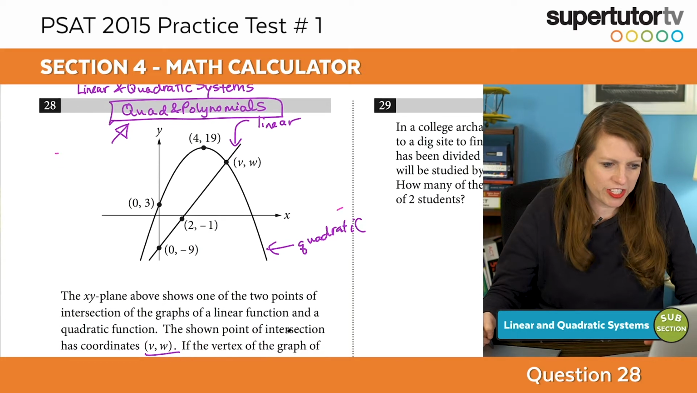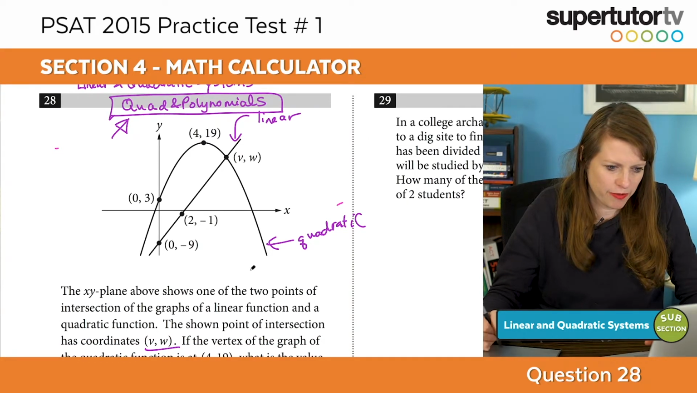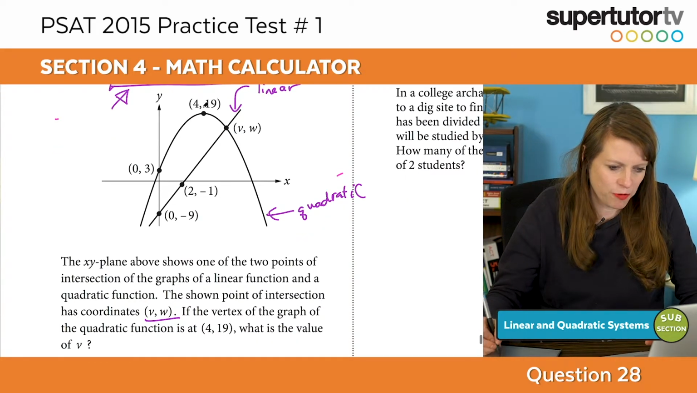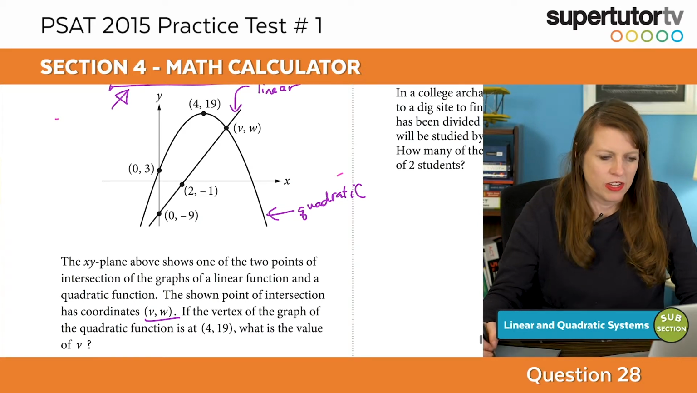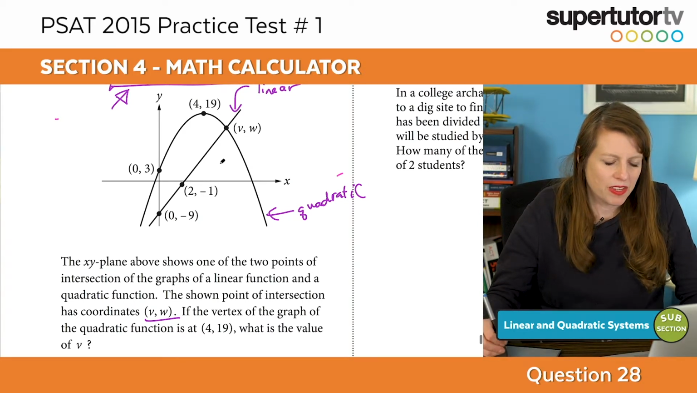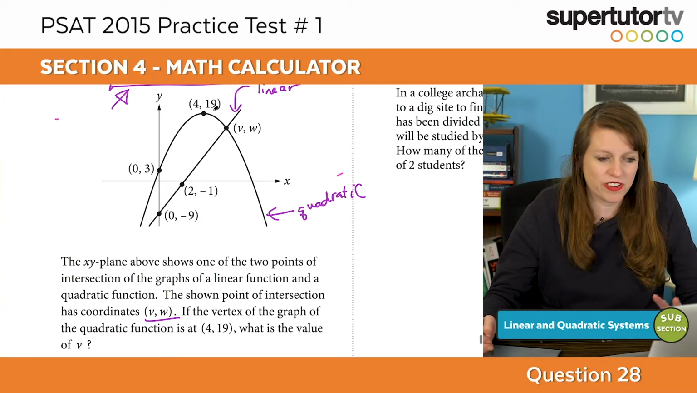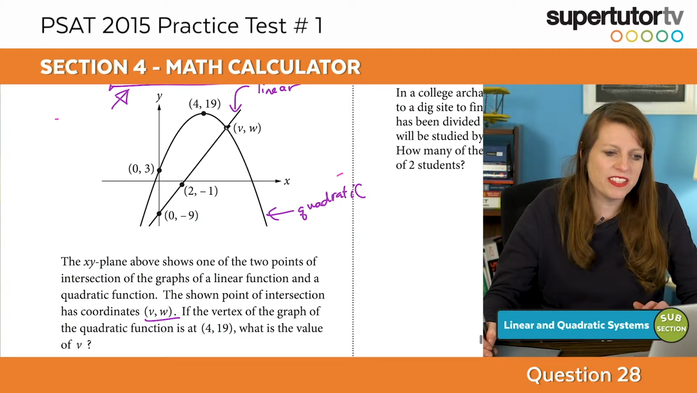The shown point of intersection has coordinates v, w. If the vertex of the graph is at (4, 19), what is the value of v? So all they're asking is, what is the v? And here's what we know. I know that (v, w) lies on this line, right? I also know that (v, w) lies on this parabola. So if I can find the equation of the line and I can find the equation of the parabola, I know that this is the solution for that system. So that's my first thing that I'm going to do.